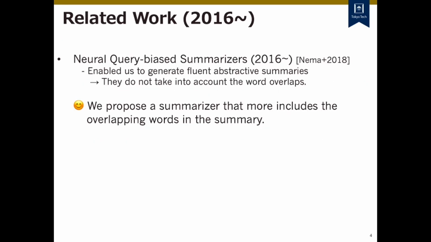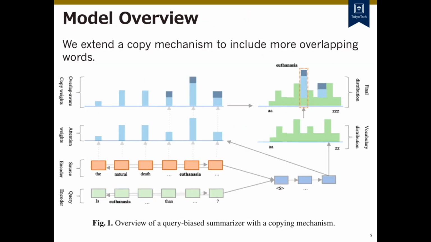After 2016, neural network-based summarizers enabled us to generate more fluent abstractive summaries, but they do not take into account the word overlaps. So in this research, we propose a summarizer that includes more of the overlapping words between the source document and query in the summary. To achieve this, we extend a copy mechanism to include more overlapping words.